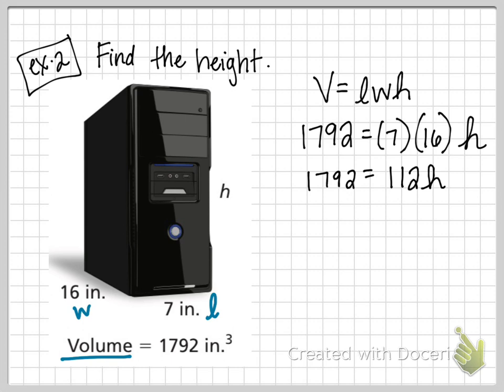Okay, this is 112 times h. The opposite of multiplication would be to divide by 112. Right? If we divide by 112, we get h by itself. Remember this? So if we divide by 112 on one side, we must divide by 112 on the other side. So what is h? What is our height of this computer tower? What is the height? 16, thank you. 16, and it is inches.